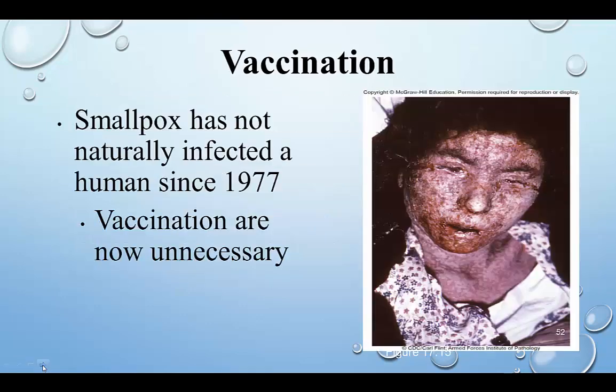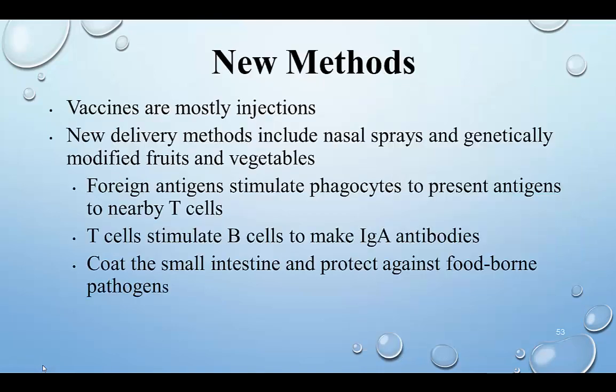This is what smallpox has not naturally infected a human since 1977. So now we don't vaccinate against smallpox. This is what it used to look like when someone had smallpox. Pretty nasty.